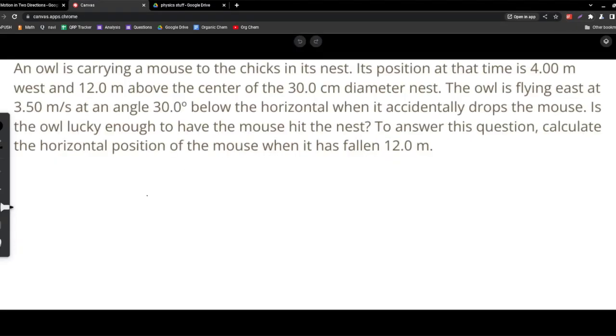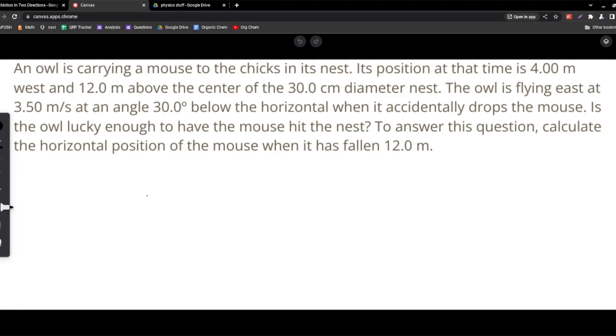It says an owl is carrying a mouse to the chicks in its nest. Its position at that time is 4 meters west and 12 meters above the center of the 30 centimeter diameter nest. The owl is flying east at 3.5 meters per second at an angle 30 degrees below the horizontal when it accidentally drops the mouse. Is the owl lucky enough to have the mouse hit the nest? To answer this question, calculate the horizontal position of the mouse when it has fallen 12 meters.